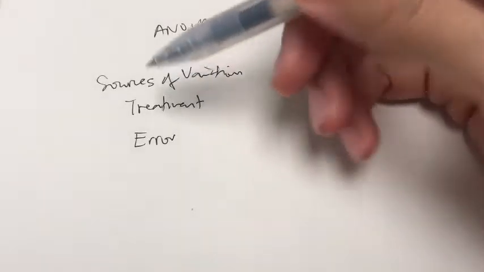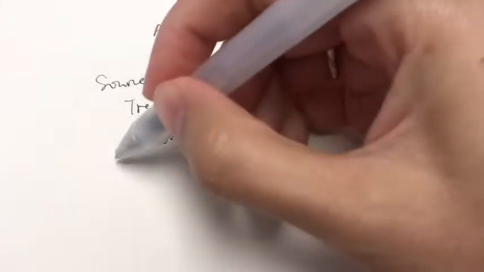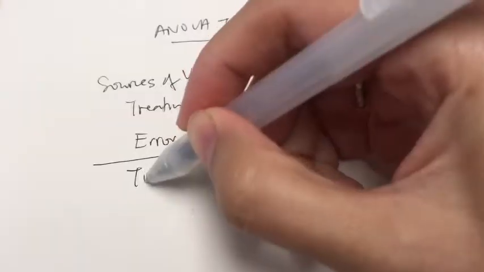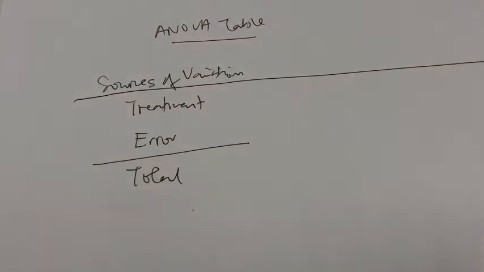Okay, so you don't have to write all of those other terms. You just write it as treatment and error. And of course, when you add them together, you'll have total, right? Okay, so let's make this proper line.